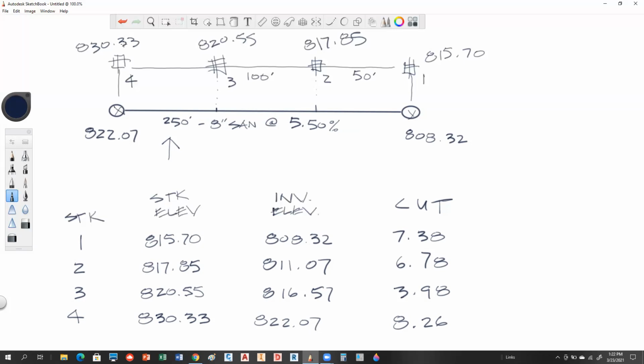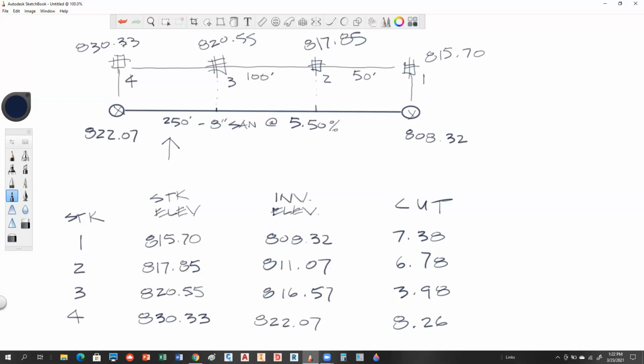For the third invert elevation, I keep getting 813.82. Maybe I blew it. That's why I asked you. I probably did, it's probably me. When I looked at that number, I thought, well, that doesn't look right. No, I'm getting 398. Oh, I'm talking about the invert elevation. Let me check mine.